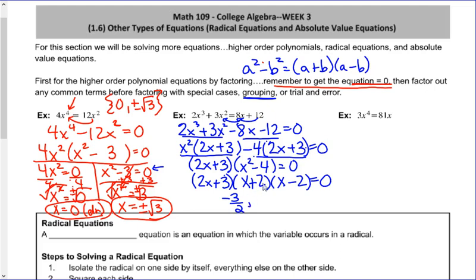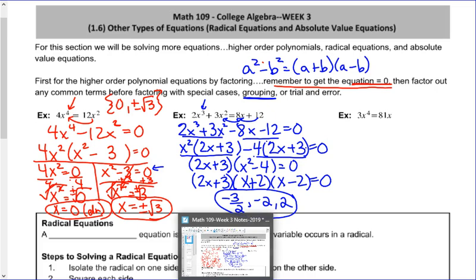What number plus 2 is 0? That would be a minus 2. And what number minus 2 is 0? That would end up being a positive 2. Therefore, these three answers are my solution to the equation. Notice here the highest power is a 3. That means I need 3 answers, which I do.